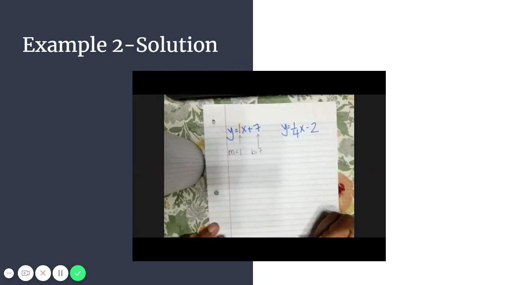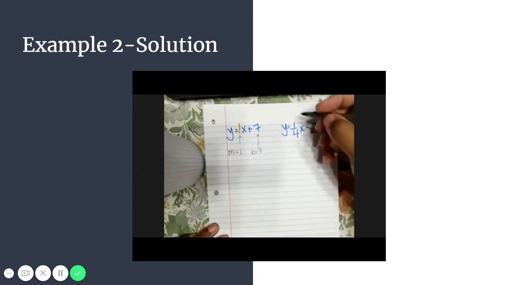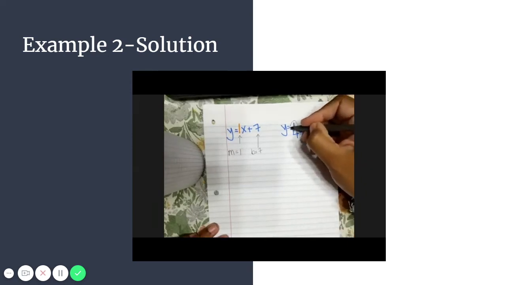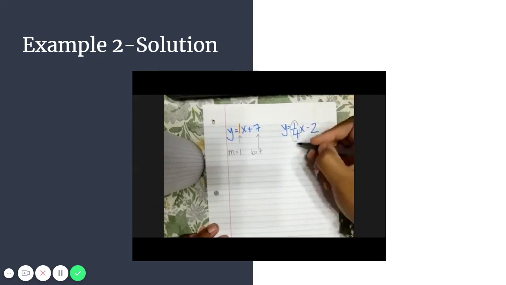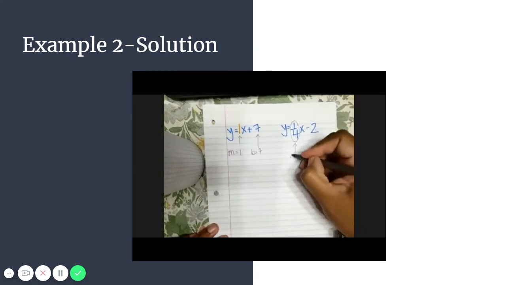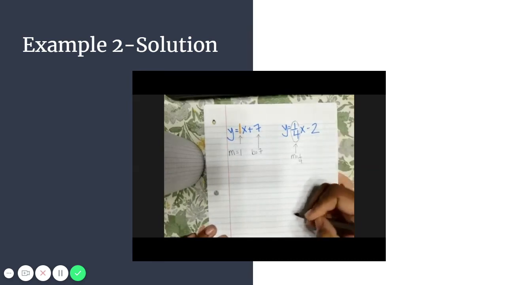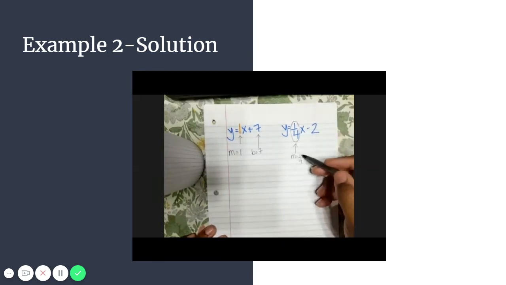Let's look here at the second equation. In the second equation, the coefficient of the x, which is 1/4, would be our slope. And we know we like our slope to be written in fraction form if we can, so we can have that rise over run. We're going to use it for graphing.